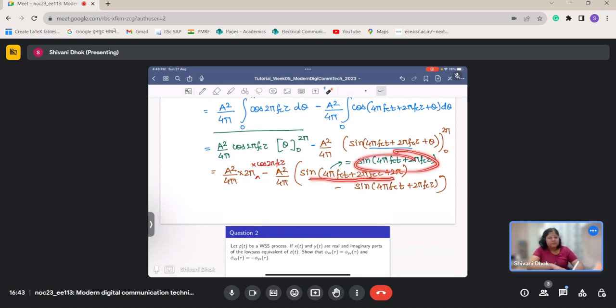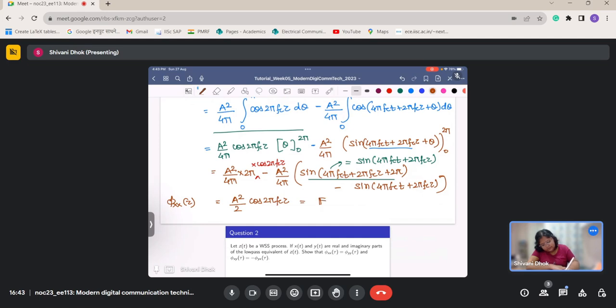This term and this term are the same. Also this term and this term are identically the same. So this entire second term goes to 0. So what are we left with? We are left with simply A square upon 2 into cos of 2 pi fc tau. So now I can just write it as phi xx of tau, and this is simply the expectation of x(t) into x(t plus tau).